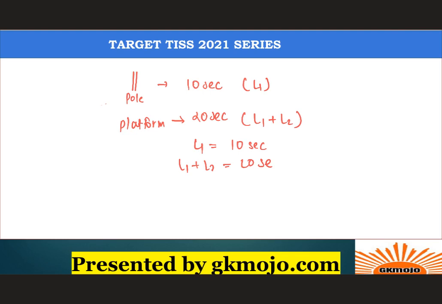What do we imply from here? This takes 10 seconds, overall takes 20 seconds. So how much time would it be taking to cross this L2? 10 seconds, this 20 seconds minus 10 seconds. So basically L2 is crossed in 10 seconds. So what is the ratio of the length of the platform and the train?